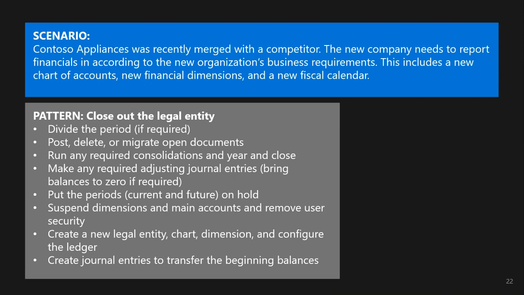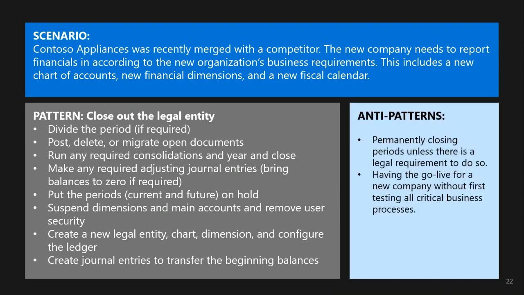You're going to want to put the periods, your current and your future ones, on hold as appropriate, and suspend your dimensions and main accounts and remove any user security so people can't go into this old legal entity and start making transactions. And then you're going to make that new legal entity, copy in, create your new chart, create your new dimensions, configure the ledger the way it should be for this new company, and create journal entries to transfer those beginning balances. Now, obviously, this is a very simplified list, and to Eric's point, we are working on some detailed docs that will outline all these steps, but this is a good high-level overview.